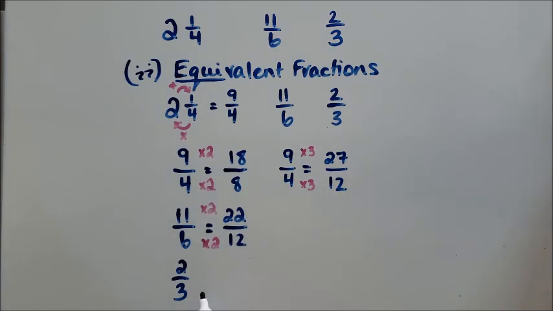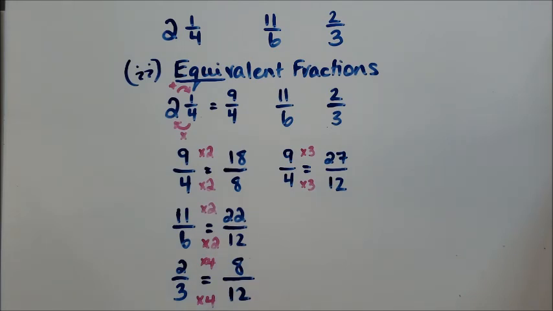Now I could do this for this one as well, or if I'm thinking, I can guess right to 12 and say, okay, what do I need to multiply 3 by to get to 12? And if I know my multiplication facts, or if I use my multiplication chart, I know that 3 times 4 is going to give me 12. So I'm going to multiply my numerator, or my top number, by 4 as well. 2 times 4 is 8.